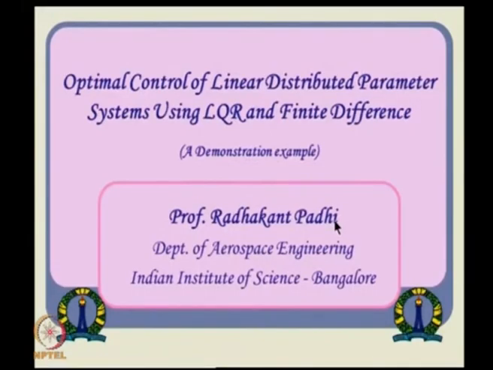So, let us get started. First thing is optimal control of linear distributed parameter systems using LQR and finite difference. This is a very simplistic idea that comes to mind. Let us just do a small demonstration of the idea through an example, and through that I think everything will be clear to you.